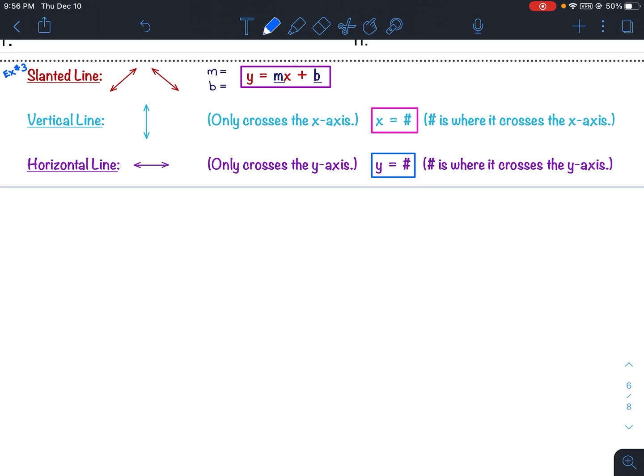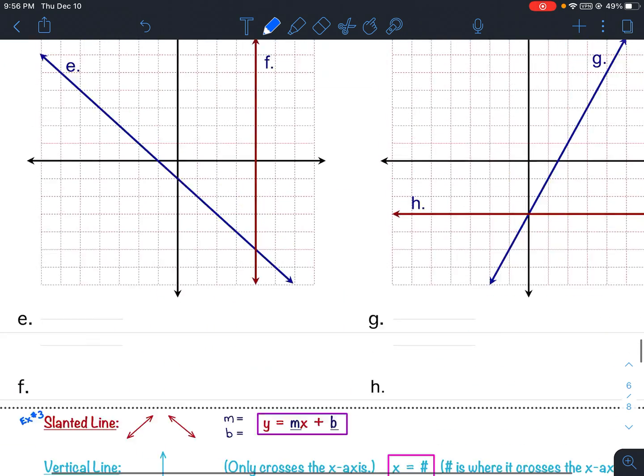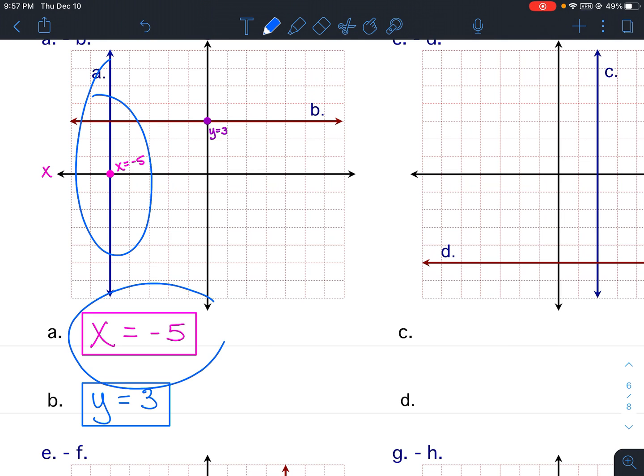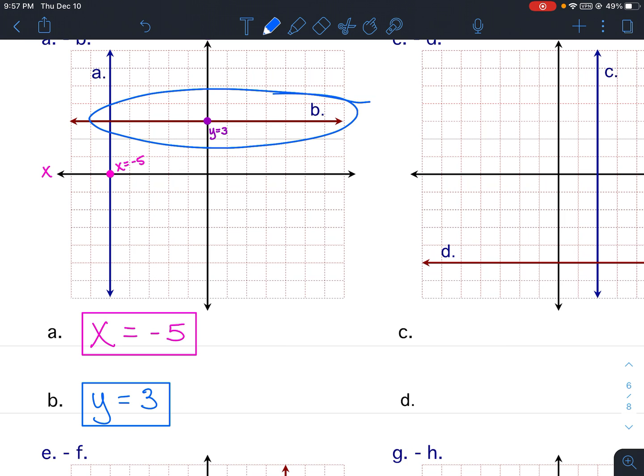So once again, for slanted lines, you have to find m and b, like we did in example 3, and then your equation is y equals mx plus b. So for slanted lines, there will be a y and an x. For vertical lines, it's only x. Horizontal line is only y. So back up here, for my vertical line, it was only x. And for my horizontal line, it was only y in the equation.